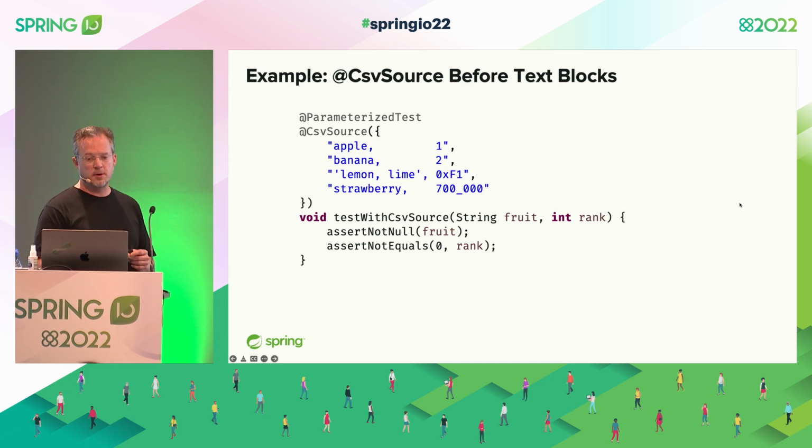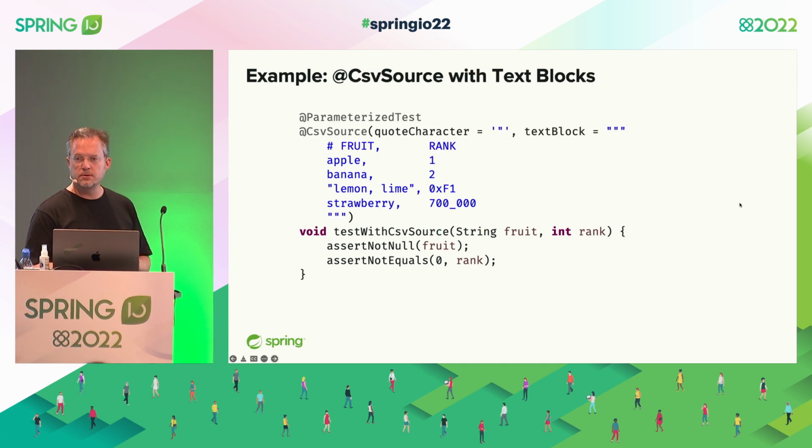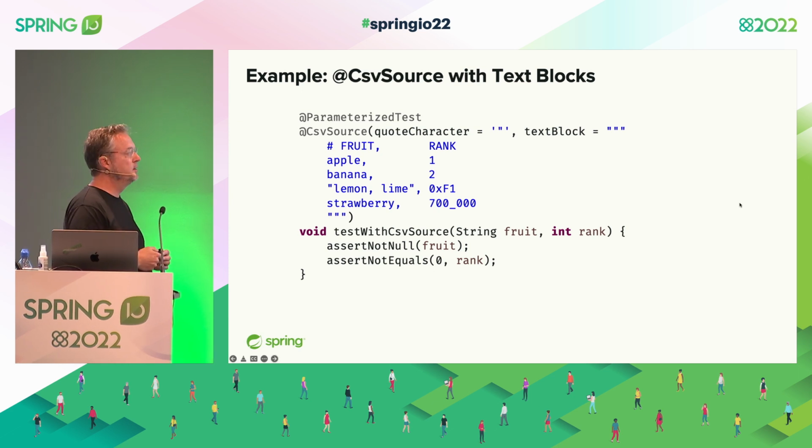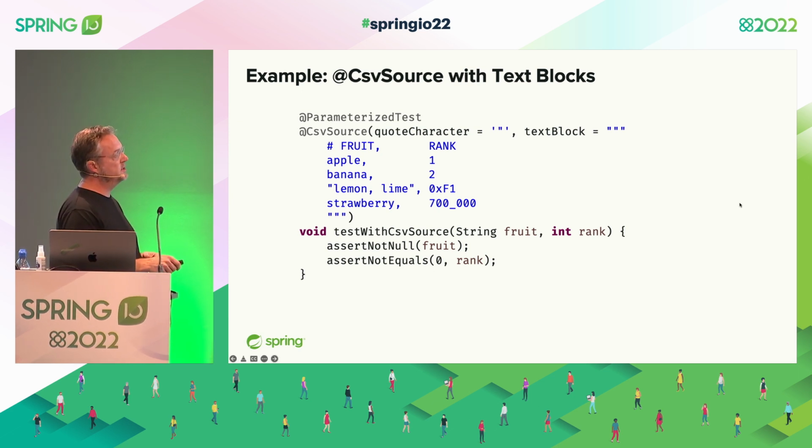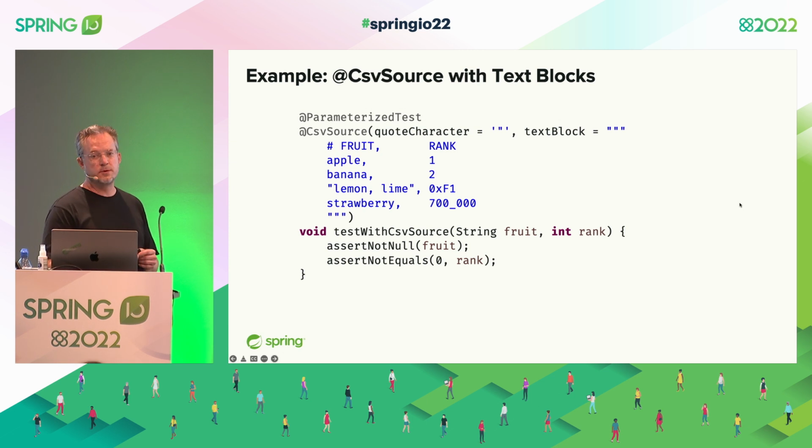But now with text blocks, you can make it a little nicer. It's like writing your own CSV file inline in your code, right? So here we have text blocks equals and start the triple quotes there. One thing you want to do is make sure these line up, right? Because now you can also have comments. If the first character is a hashtag, then that will be ignored as a comment line. But if these things don't line up, then that might not be the first character, so be wary of that.